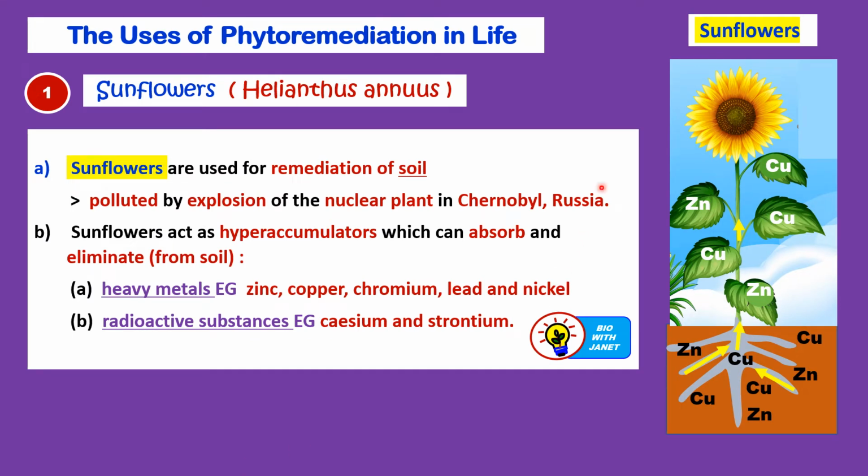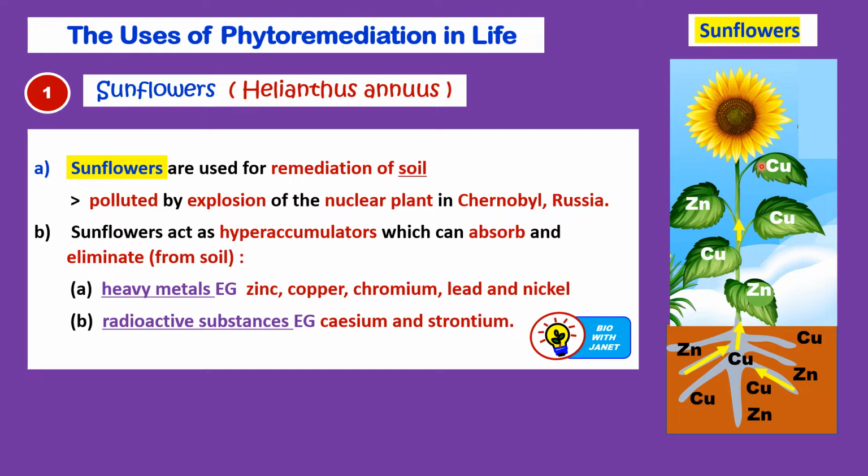So here we're going to discuss a few uses of phytoremediation in life. Firstly, the plant called the sunflower. We are all familiar with sunflowers, with the yellow flowers that always turn towards the sunlight. The scientific name is Helianthus annuus. So sunflowers are used for remediation of soil.